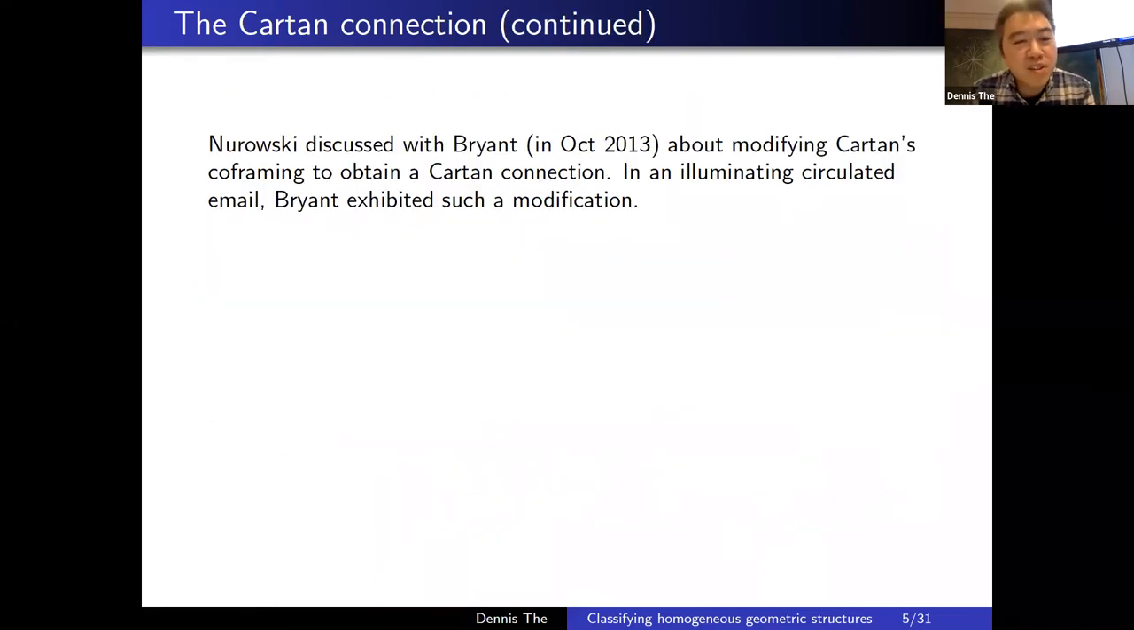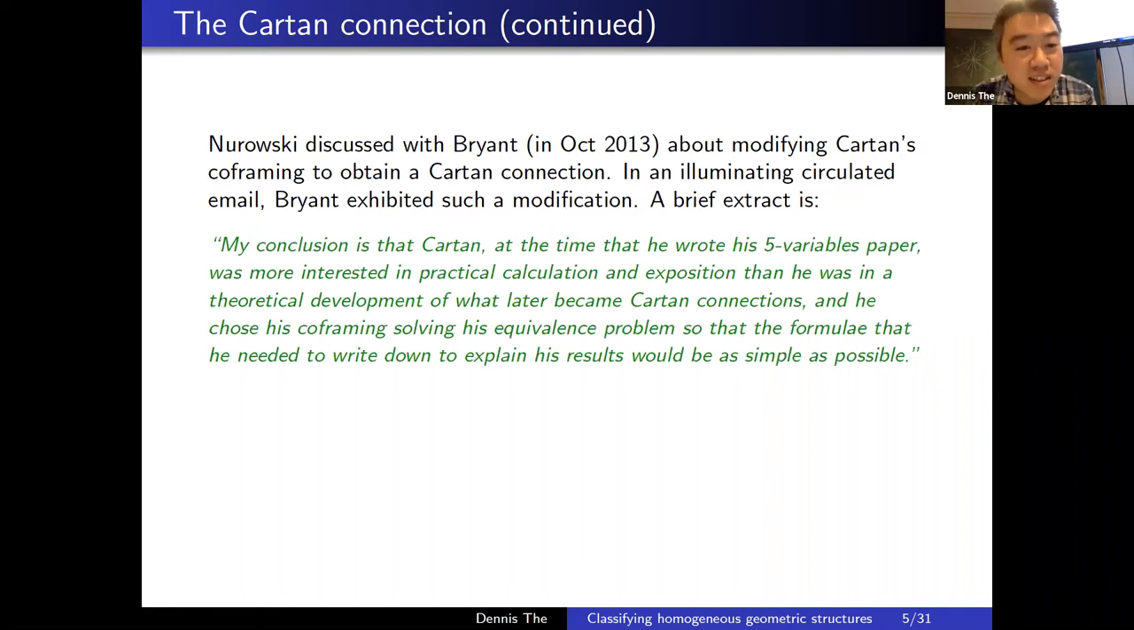Just continuing a little bit more with this history. Dmowski discussed with Robert Bryant in October 2013. I was a postdoc in Canberra at the Australian National University, and they happened to be visiting at the time. And so they had this nice discussion about modifying Cartan's co-framing to obtain a Cartan connection. Shortly after that discussion, Robert found it, and he circulated this illuminating email where he stated how to do this modification.